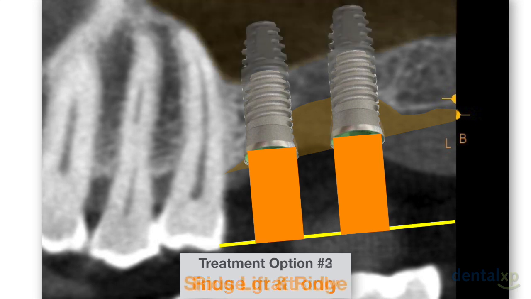The third option, and probably the most ideal, is to augment both the sinus area and the ridge defect, which will allow us to position the implant coronally at a more ideal level with better biomechanical features, as well as allow placement of longer implants with more bone interface, better stability, and hence improved longevity.